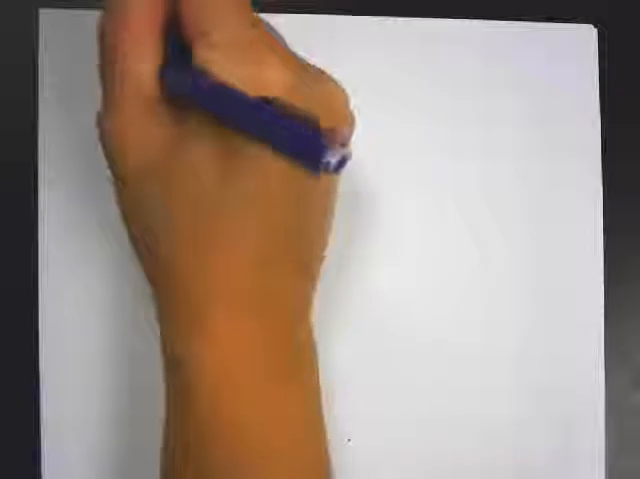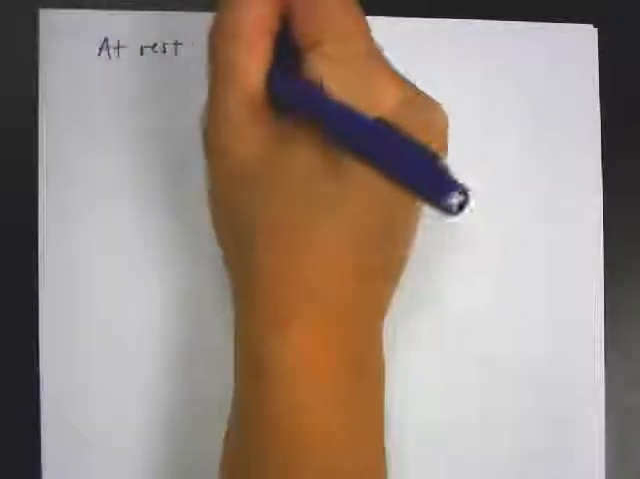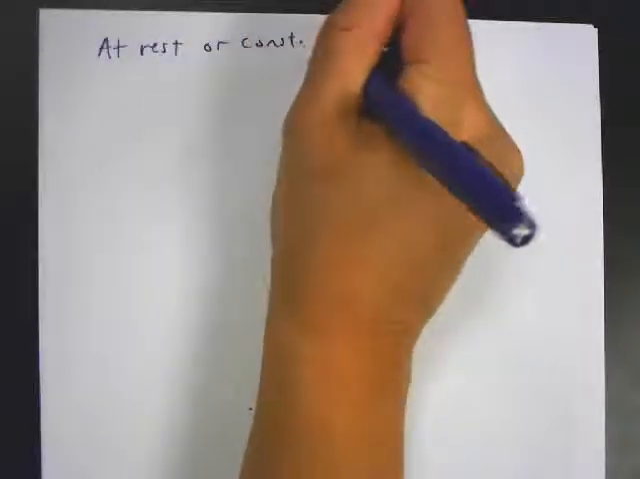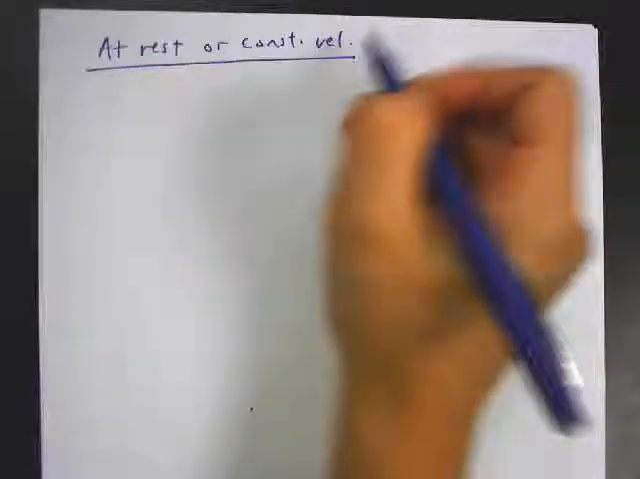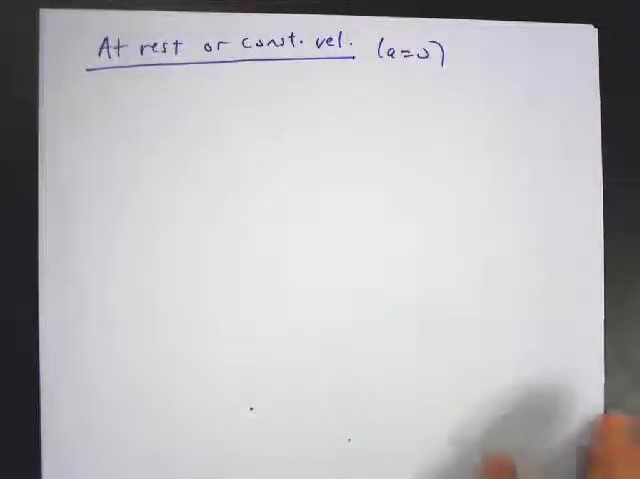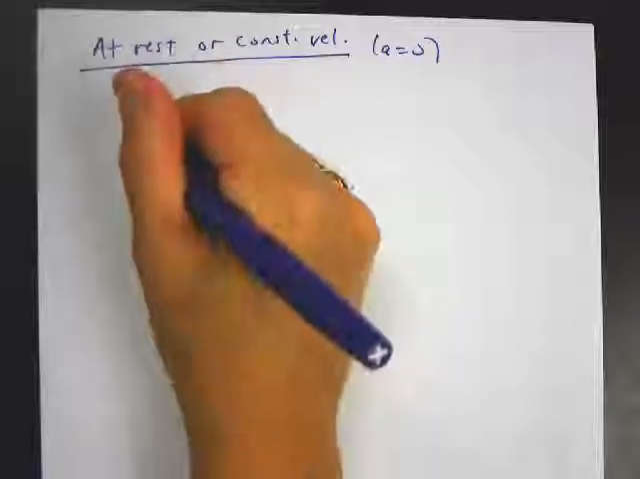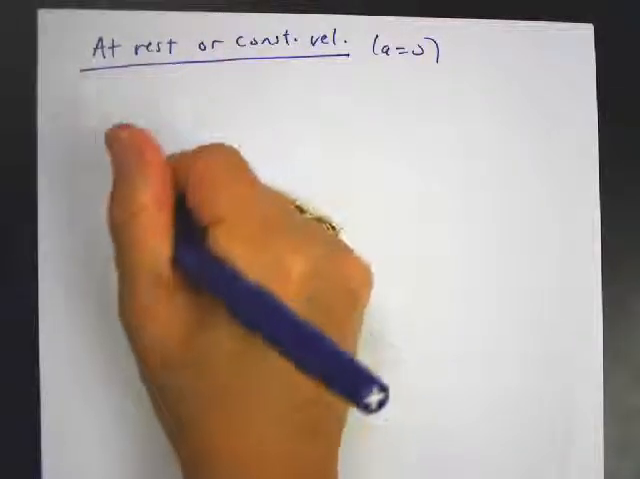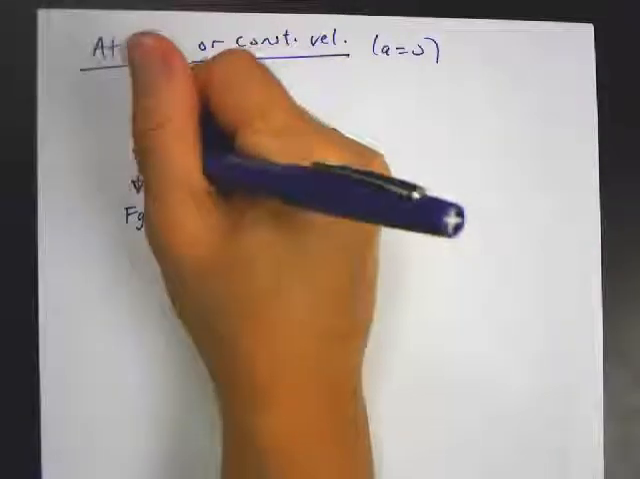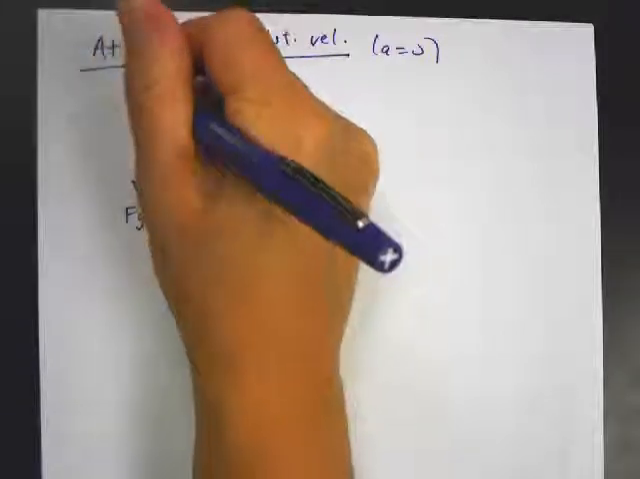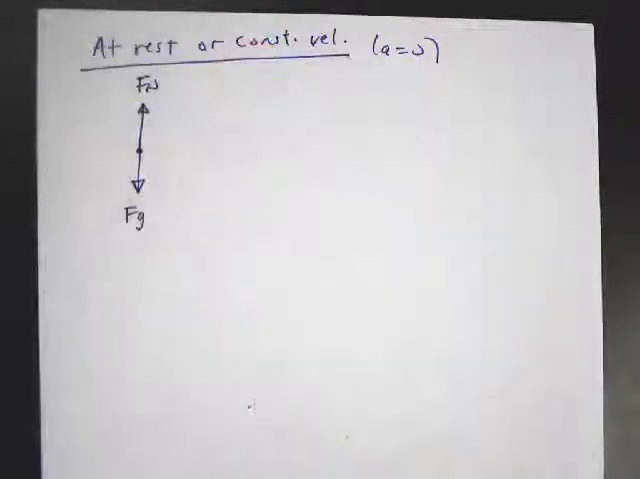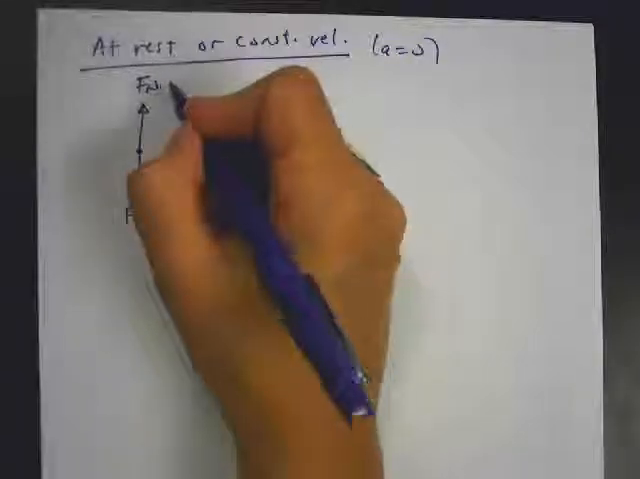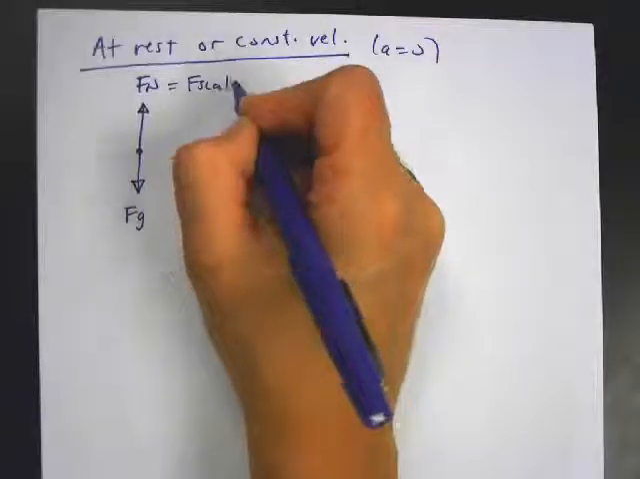Okay? So let's say you're at rest. At rest or a constant velocity, both of these situations mean that the acceleration is zero. Okay? So let's look at our free body diagram. You have your force of weight acting down, and then you have your normal force acting up, right? The normal force is actually what the scale reading is.